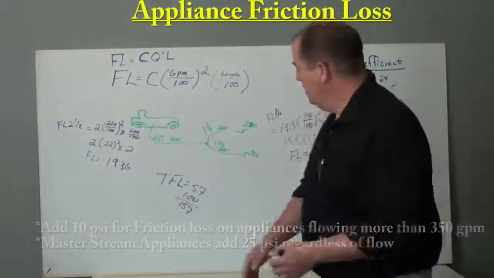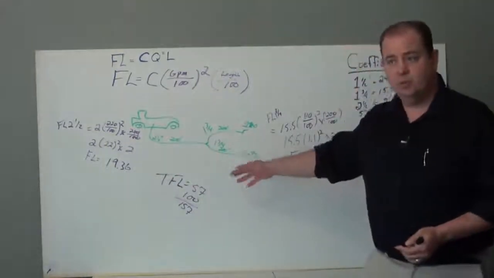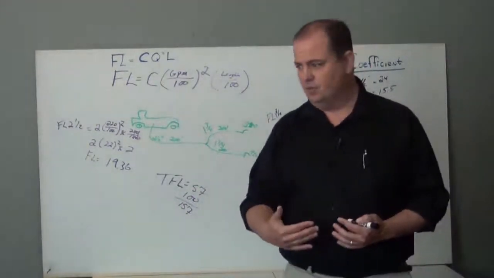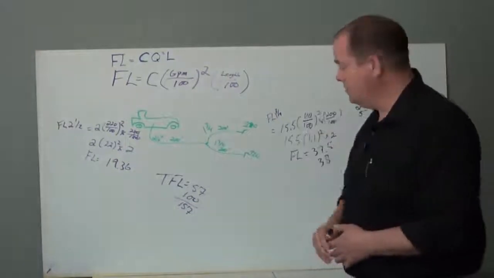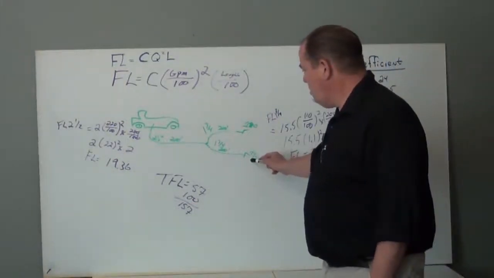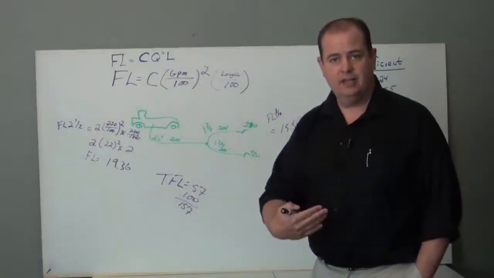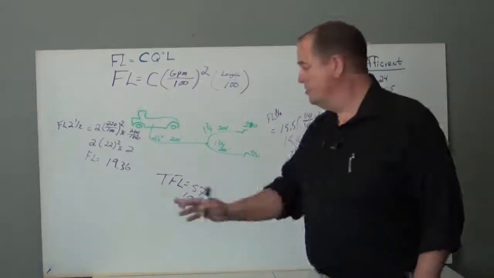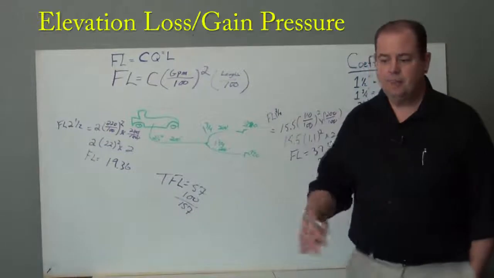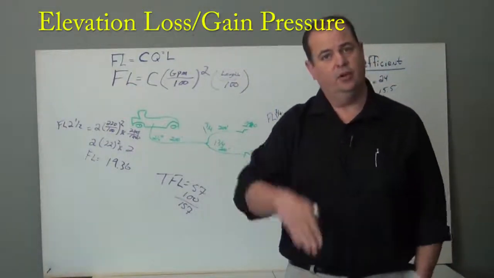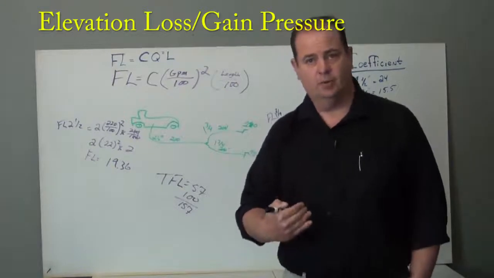Now if we want to change these out to master streams, which they say regardless of flow, that never changes. I believe it's 25 psi per appliance. Then you're going to add in your appliances. If you take your nozzles and say these are running uphill, you're going to add in your elevation pressure gain. If you're going downhill, you're going to subtract that number off.